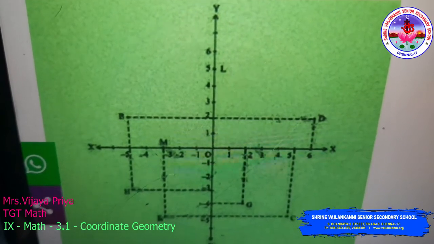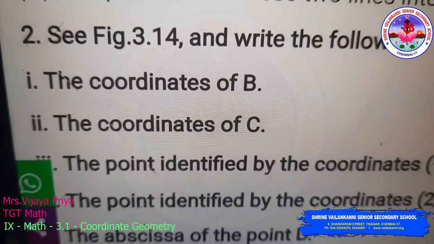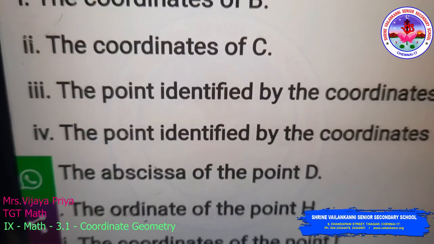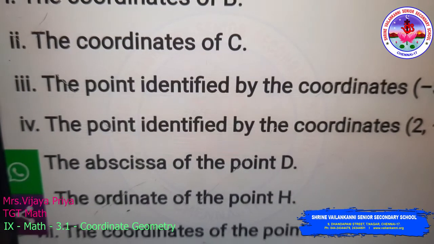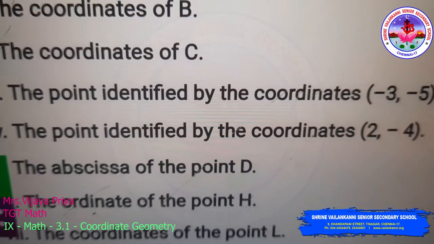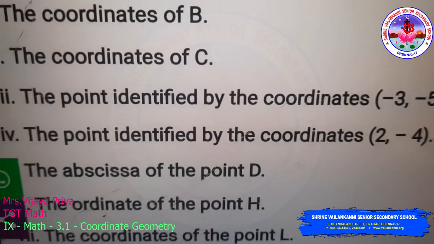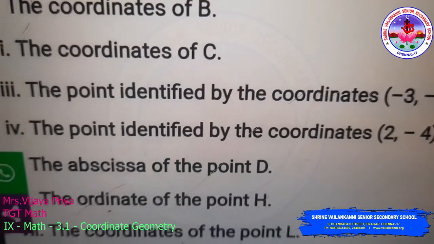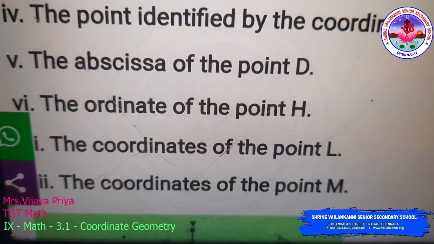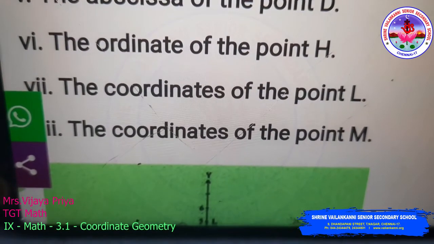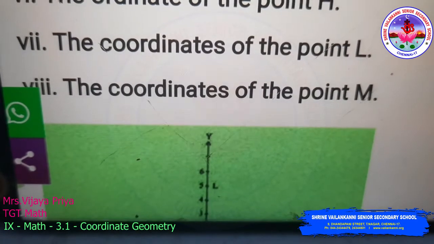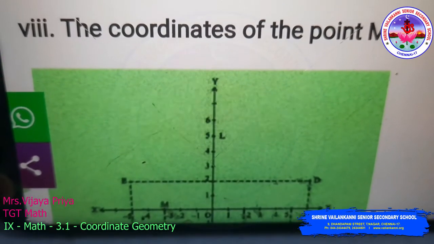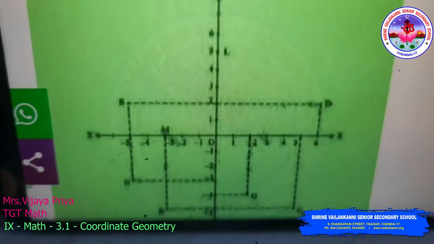Second problem. In the given graphical figure, write the following: the first subdivision, the coordinates of B; the second, the coordinates of C; the third, the point identified by the coordinates -3, -5; the fourth, the point identified by the coordinates 2, -4; the fifth, the abscissa of the point D; the sixth, the ordinate of the point H; the seventh, the coordinates of the point L; the eighth, the coordinates of the point M. Now coming to the solution, he has given the graphical figure.